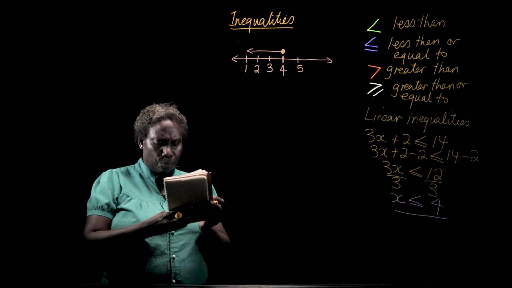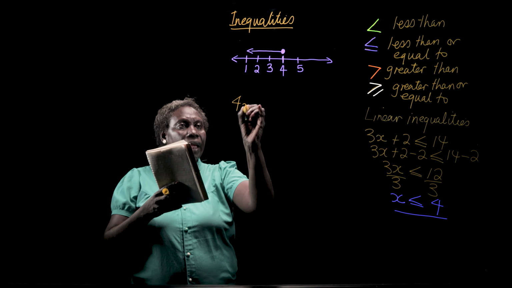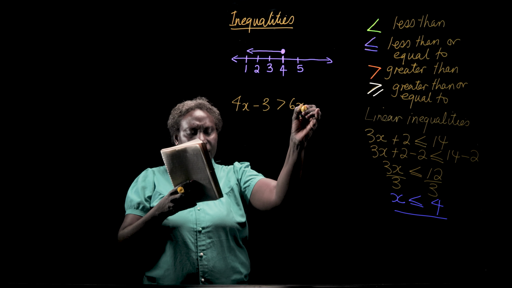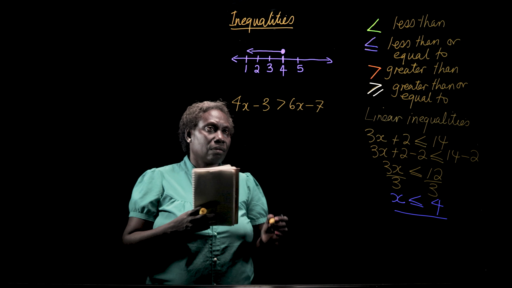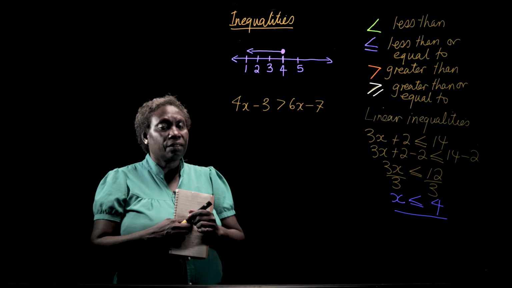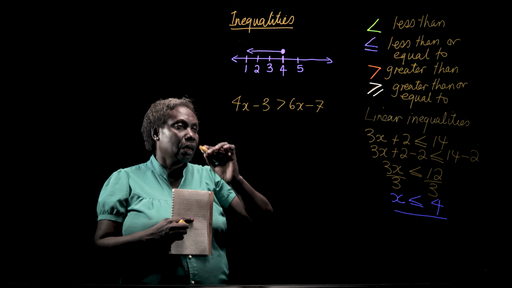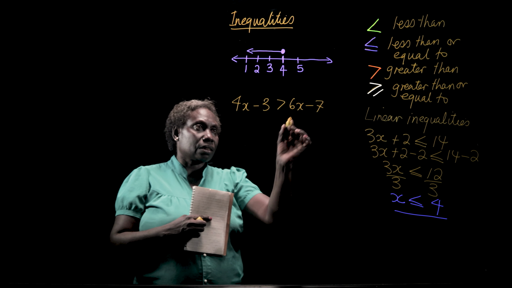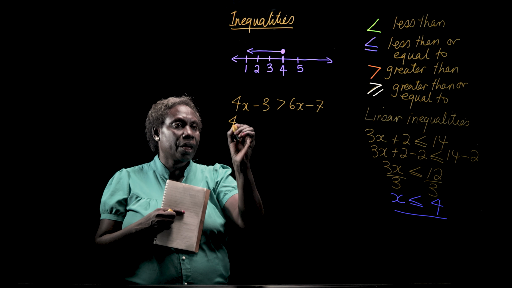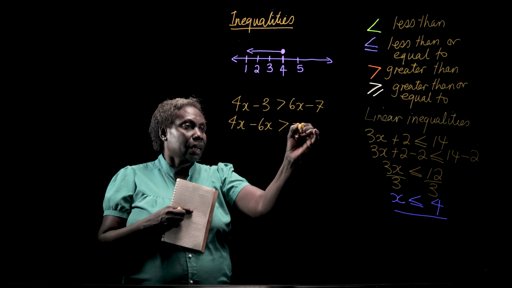Our next example is 4x minus 3 is greater than 6x minus 7. How am I going to solve this inequality? I will bring all the letters to the left-hand side and all the numbers to the right-hand side. The first thing I'm going to bring across is 6x. If I bring it to the left-hand side, it becomes negative 6x. So I have 4x minus 6x is greater than negative 7.